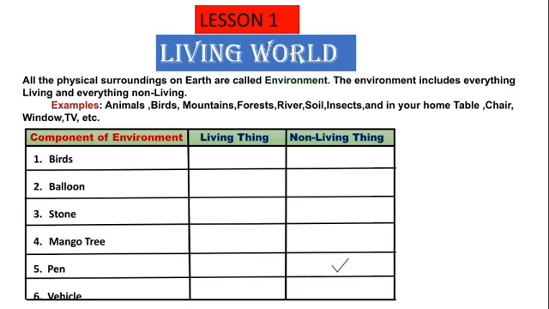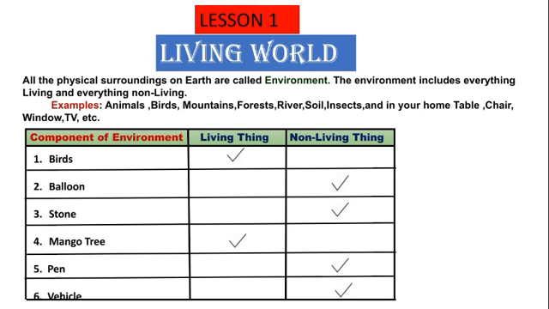In the components of environment we can see birds, balloon, stone, mango tree, pen, vehicle. In these we have to put a right mark for living beings. So birds, is this living thing or non-living thing? Exactly, living thing. So we should put a right mark for the living thing, birds. Balloon, non-living thing. Stone, non-living thing. Mango tree, living thing. Pen, non-living thing.